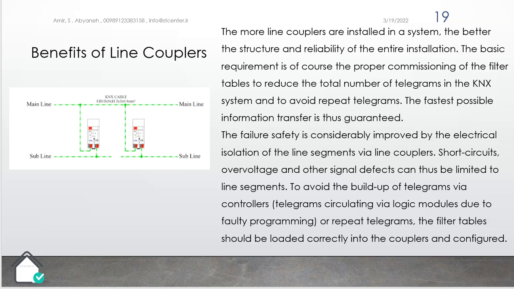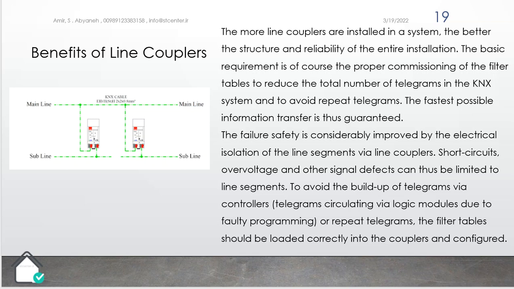That the failure safety is considerably improved by the electrical isolation. So in line couplers, we have the electrical isolation between the primary line and secondary lines. It should be 1000 volts, okay? Our line segment, we have the line couplers. Short circuit, over voltage, and other signal defects can thus be limited to the line segment. Some shock is, for example, provided in a main line. It is not going to the line, okay? Because it has an electrical isolation.